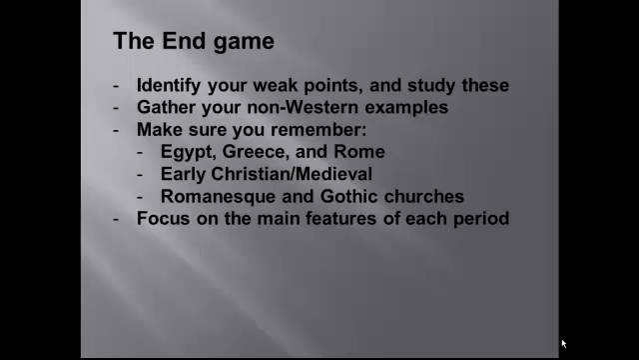Remember that at this point, you're not only trying to remember images, although that's important, but you're also trying to remember the major features of each art historical period. Make sure you go into the test with at least 10 to 12 non-Western images that you can fully identify and discuss. I'm going to talk about this more in a minute. Finally, make sure that you review the first semester works, especially Egypt, Greece, and Rome, and the early Christian works. You also need to know the main features of Romanesque and Gothic churches and what changed between these periods, especially in statuary. So, on to essays.